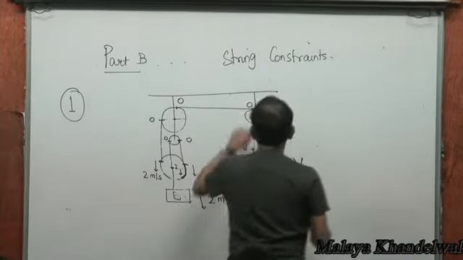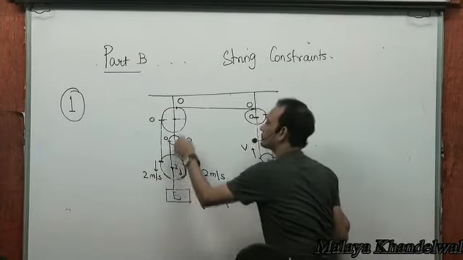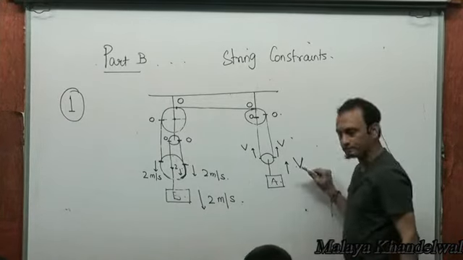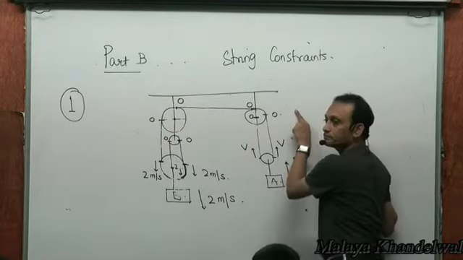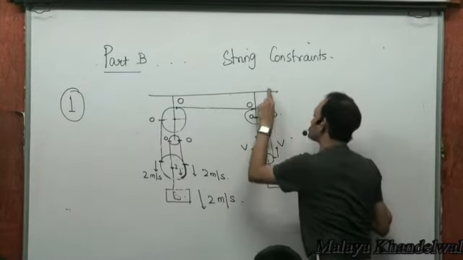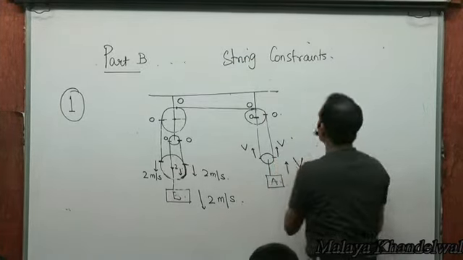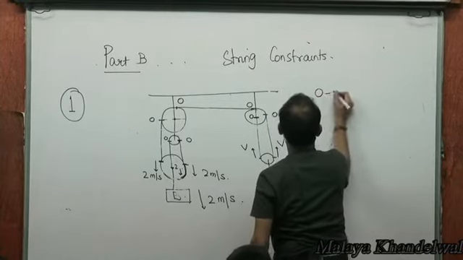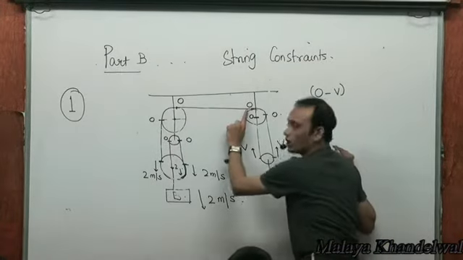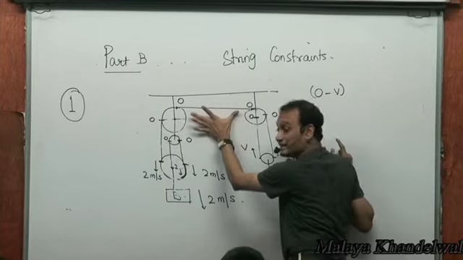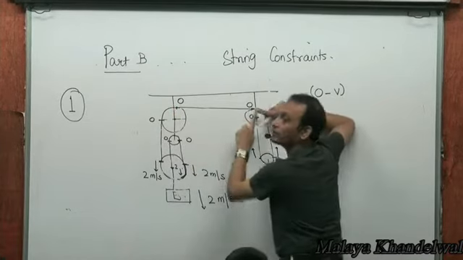Now, let me traverse the string this way. This way. All right? When I go from here to here, then velocity of this point in this direction minus velocity of the point in this direction. So 0 minus v. Right? This is a fixed length, so I don't bother about this segment. This segment is not changing in length, right? The separation between the two pulleys is remaining constant, so yes.